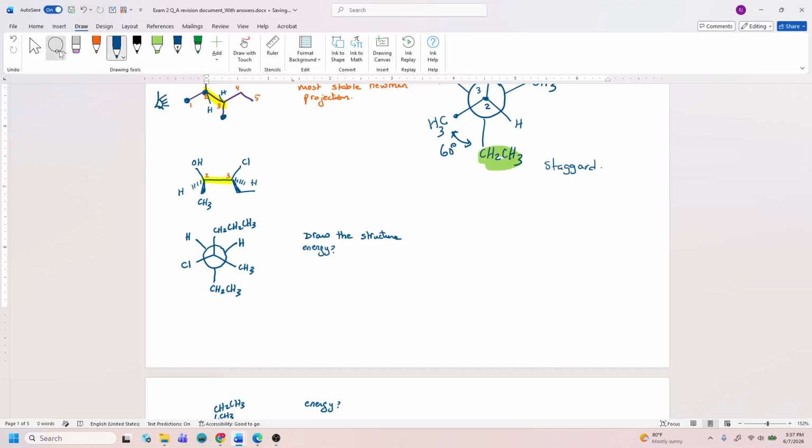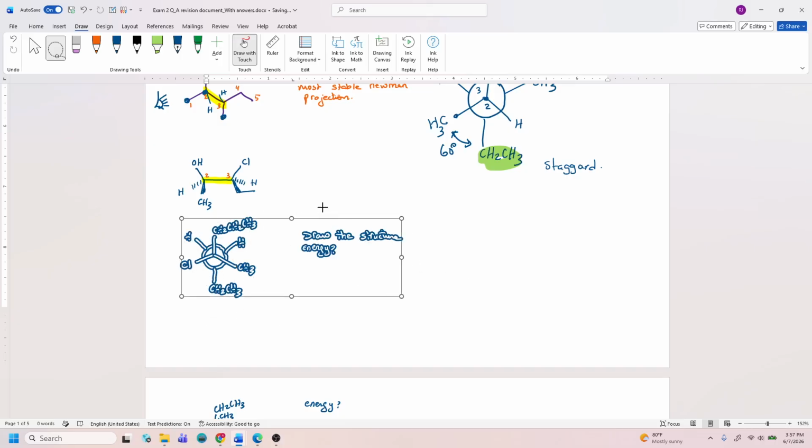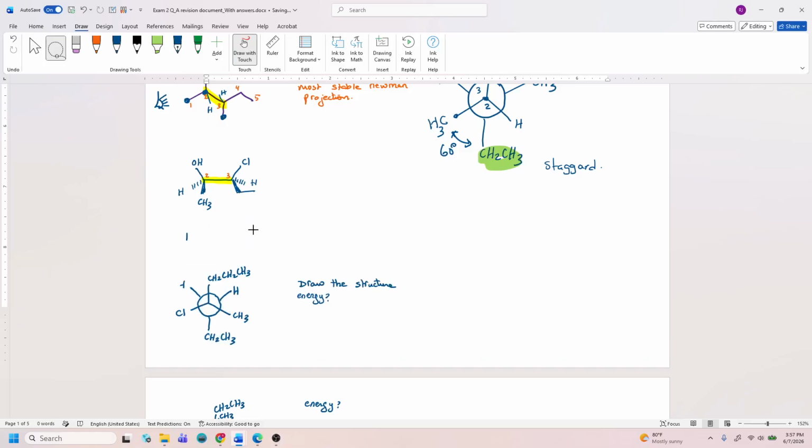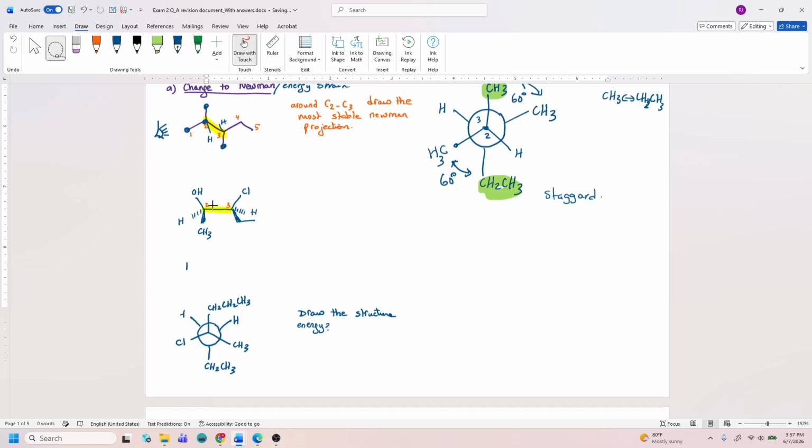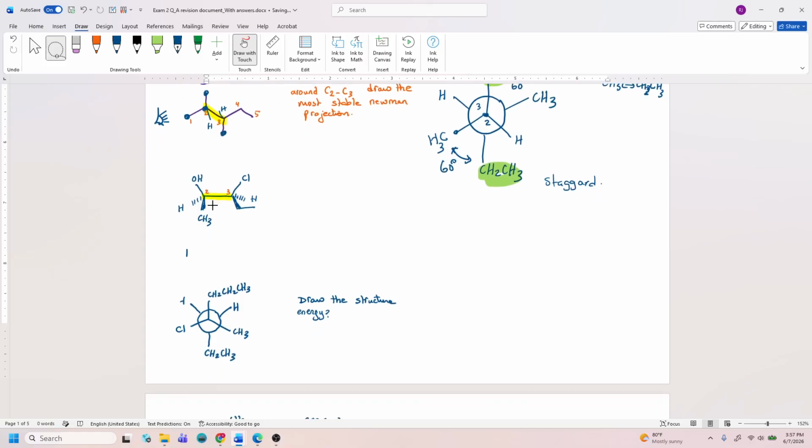Let's have another example here. You will see something like this in your exam, and there is something like this in the practice as well. Something like this where I ask you to go ahead and change this into a Newman projection. The way I'm saying it, guys, this is an eclipse. It is not a staggered. See the difference between this and that.